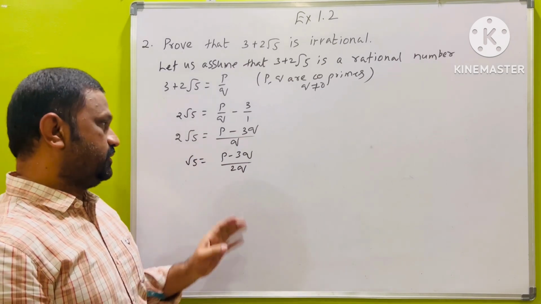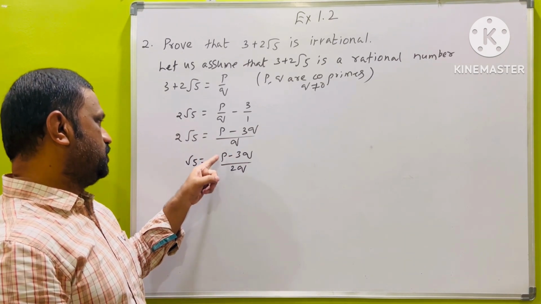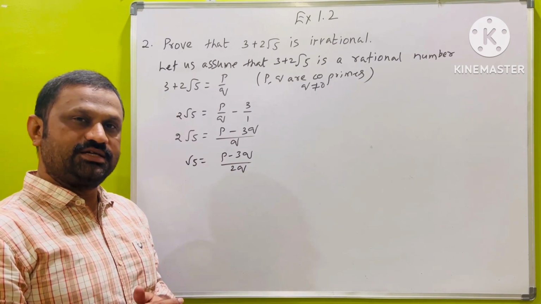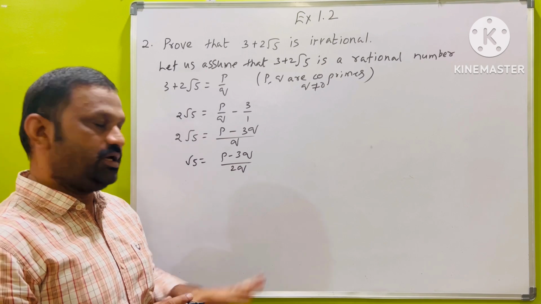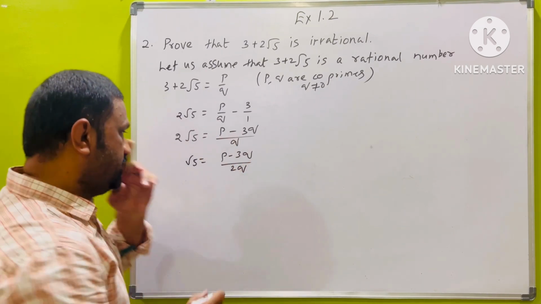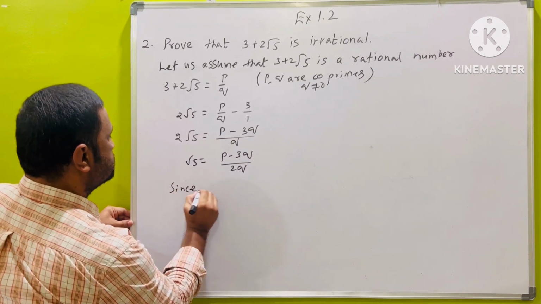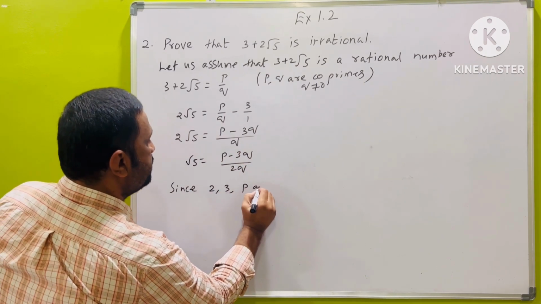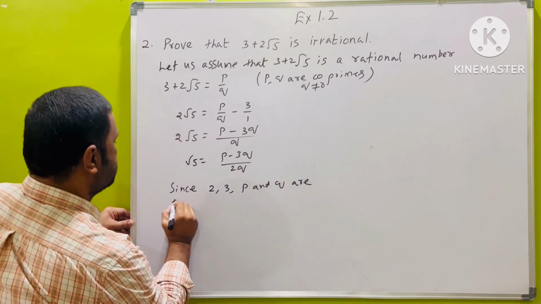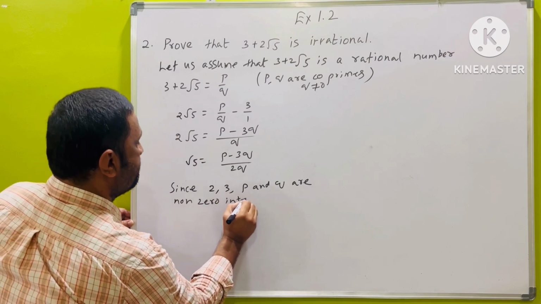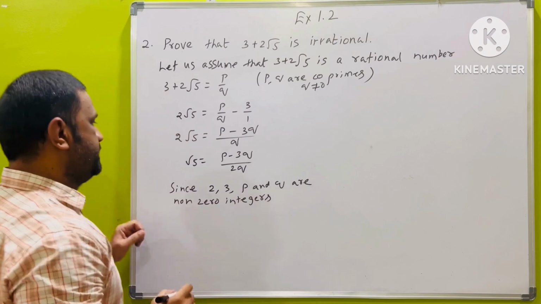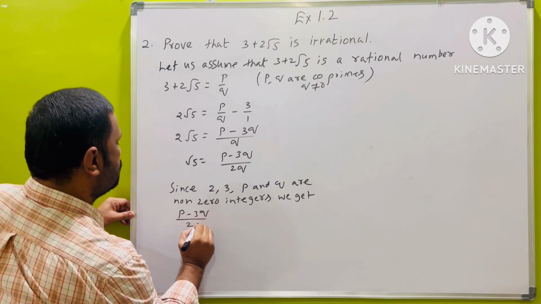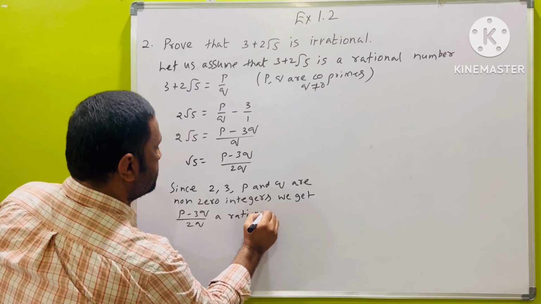Observe the right hand side. We have got 3, 2, p and q. These are all non-zero integers. If we substitute p and q with some non-zero integers, we will get the whole term as a rational number. Since 2, 3, p and q are non-zero integers, we get (p minus 3q) by 2q, a rational number.